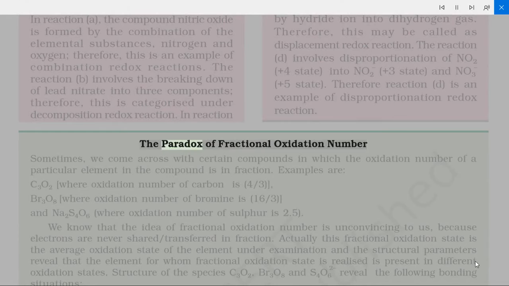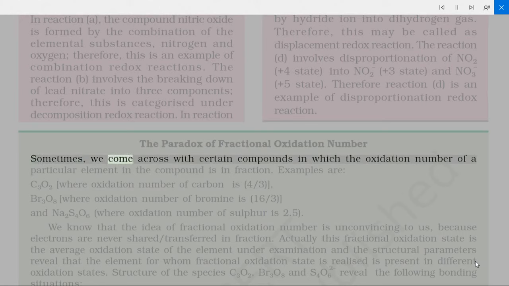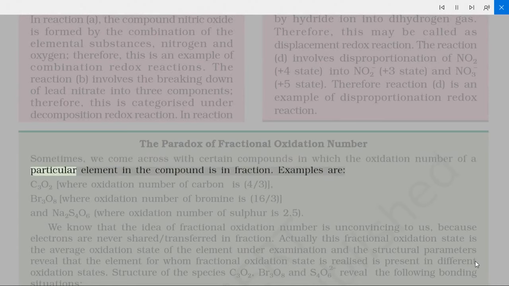In reaction C, the paradox of fractional oxidation number. Sometimes, we come across certain compounds in which the oxidation number of a particular element is a fraction. Examples are C3O2, where the oxidation number of carbon is 4/3, Br3O8, where the oxidation number of bromine is 16/3, and Na2S4O6, where the oxidation number of sulfur is 2.5.